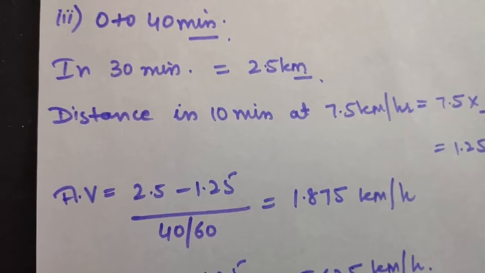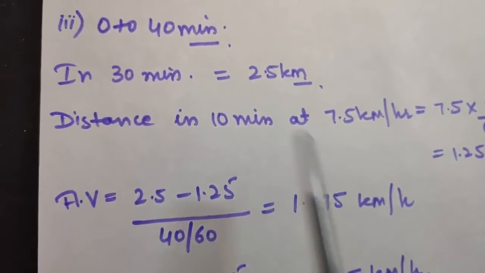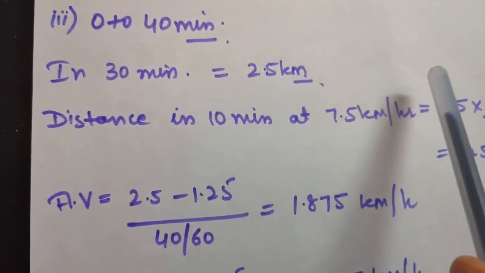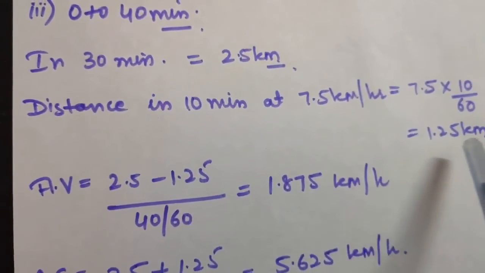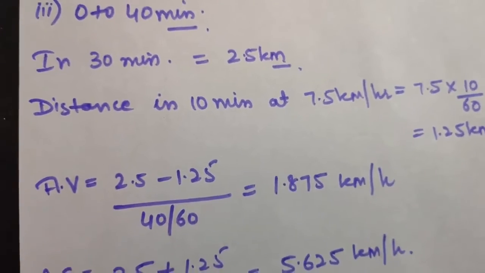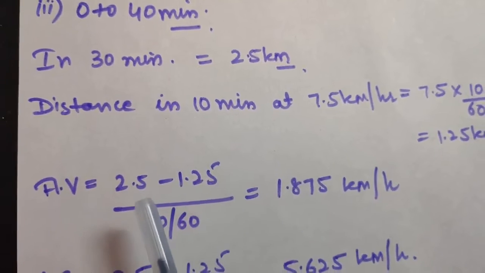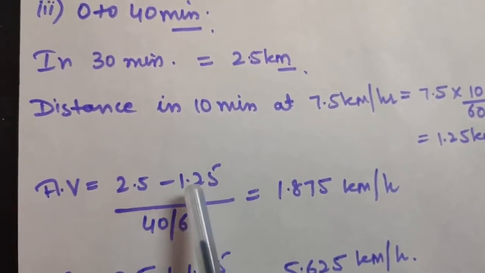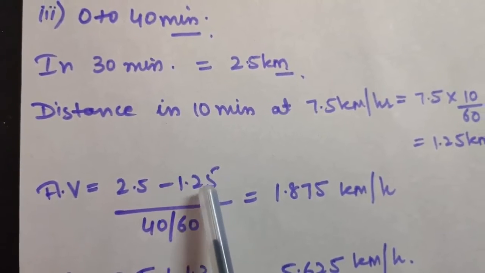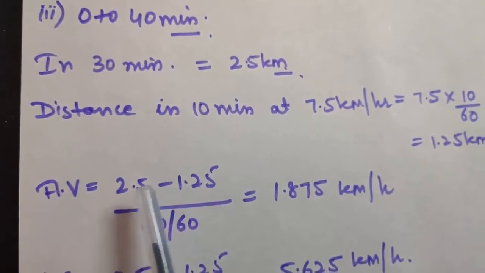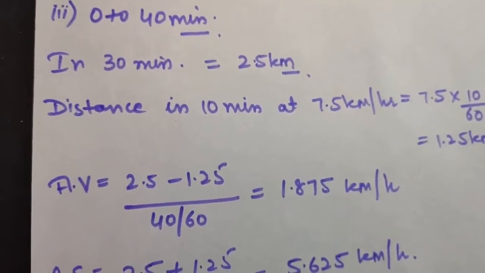For average velocity we have to calculate displacement. See, he has gone 2.5 kilometers to the market and then he has returned this distance of 1.25 kilometer. Okay, because after 30 minutes the man is returning back. So average velocity will be 2.5 minus 1.25, because this distance traveled is in opposite direction to this. So 2.5 minus 1.25 upon time, this will give you the average velocity.